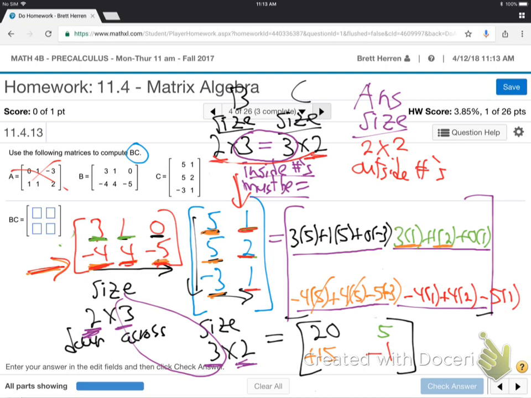Let's do it on the calculator. All right, y'all have your calculator. Basically, put this in B, put this in C, and multiply them. But that might be easier said than done. Let me help you.